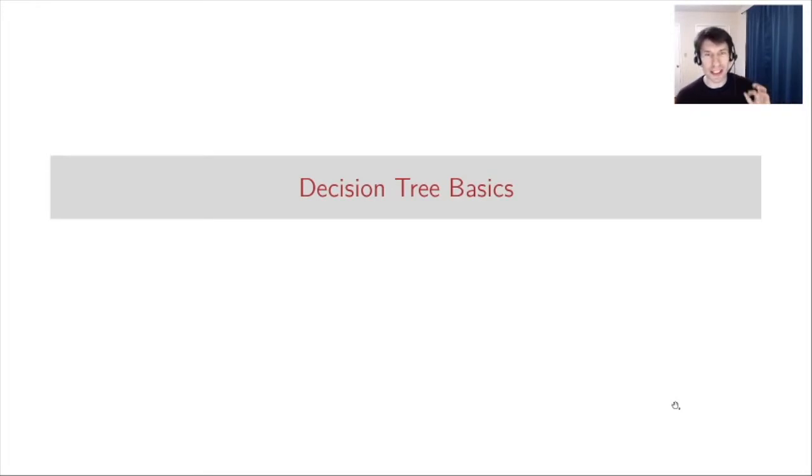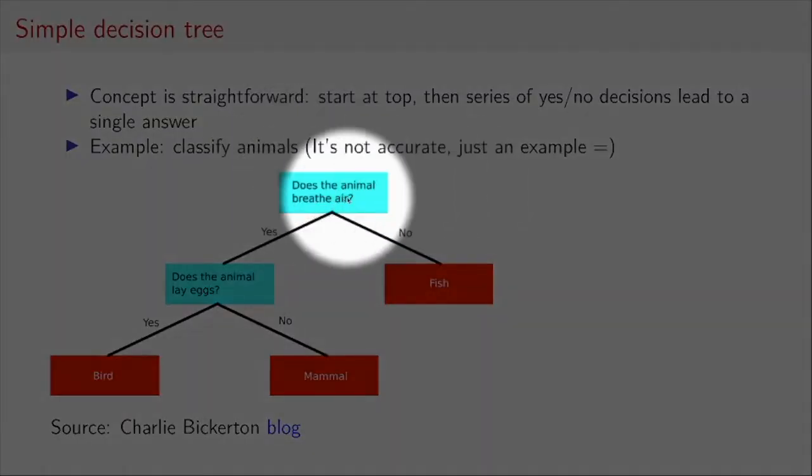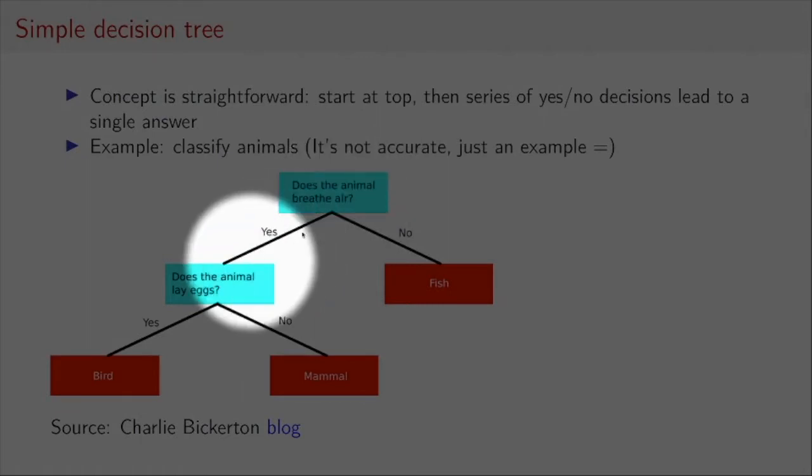So first of all, let's start with just some basics of decision trees. The concept of decision trees is very straightforward. You start at the top and then you go down by making a series of yes or no decisions to certain questions. So let's say here, for example, we are classifying animals. The first question we ask is, does the animal breathe air? Then either yes or no.